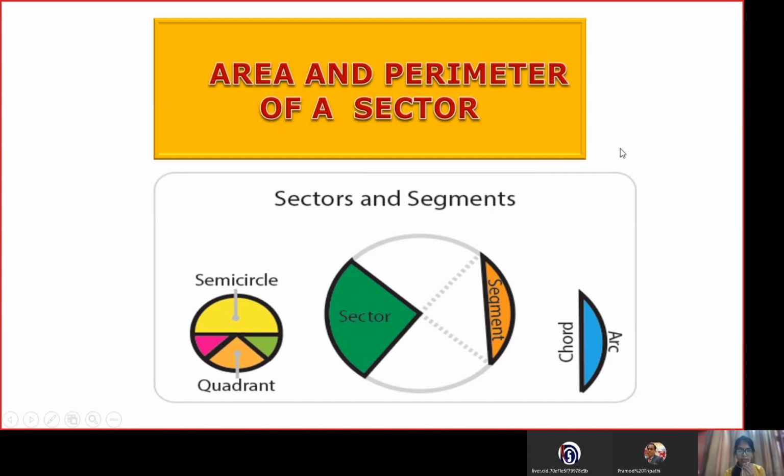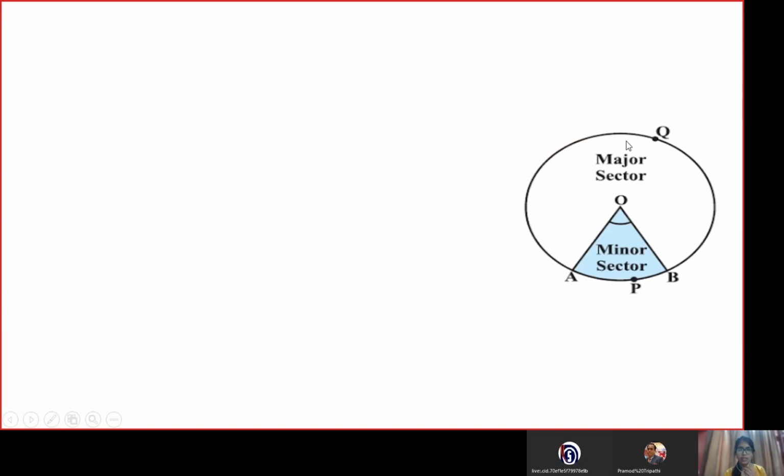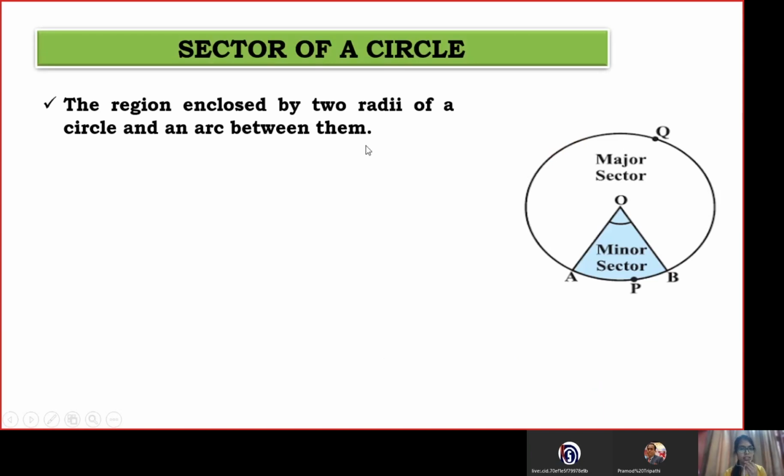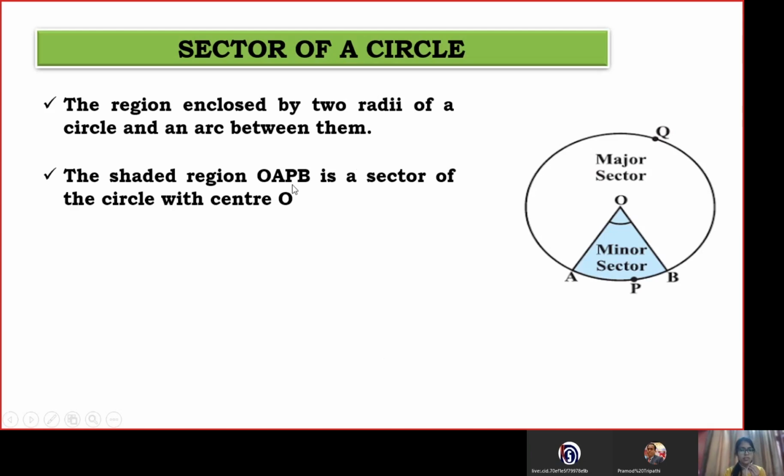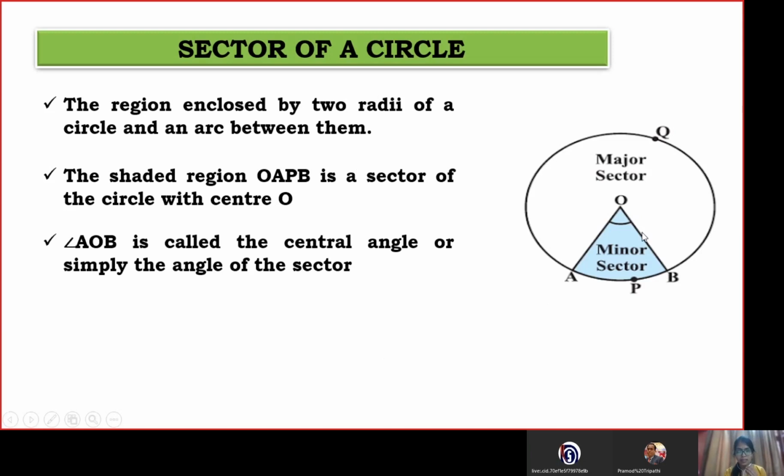So as we move ahead, a sector of a circle is a region enclosed between two radii and an arc. Okay, arc क्या होता है? It's a part of a circle. So as you can see in the figure, APB is an arc and AOBP is a minor sector. Minor means chota part is known as a minor sector, right? Then the shaded region OAPB, as I told you, is called the sector. AOB, this angle is called the central angle.